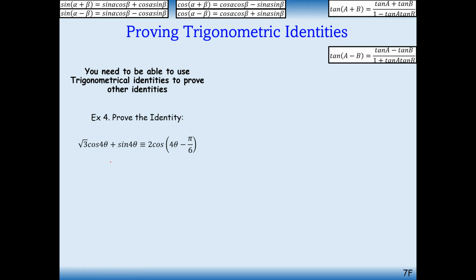So moving on from there, this final example here has root 3 cos 4 theta plus sine 4 theta equals 2 cos of 4 theta minus pi over 6. So we can look at perhaps this expression here, because on the right hand side I see there is cos, and inside the bracket there is alpha minus beta, and we can call our alpha to be 4 theta. We can call our beta to be pi over 6, and substitute those into the right side of the expression here.